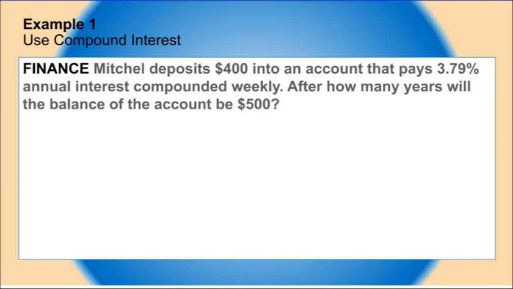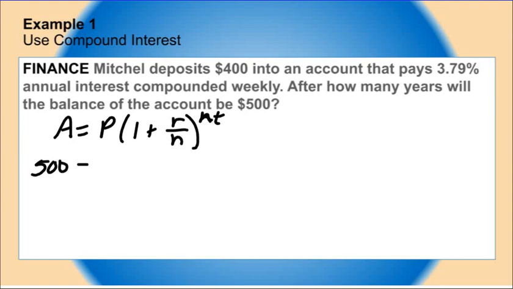Mitchell deposited $400 into an account that pays 3.79% annual interest compounded weekly. After how many years will the balance of the account be $500? So I'm going to use the formula A equals P times (1 plus the rate divided by n) raised to the nt power. We need to find out how many years will the balance of the account be $500. So we're trying to find t. So the A is going to be 500.